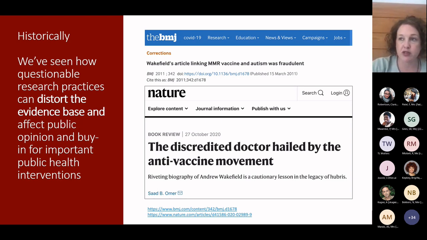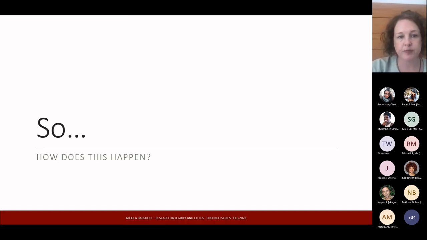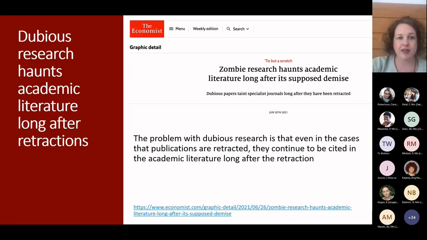But what ended up happening was, over the last few decades, there was a buy-in to this discredited research. And that affected public opinion and buy-in for vaccinations. And so the question is, how does this happen? I think The Economist captures it really well in this article from 2021, where they say that dubious research haunts the academic literature long after retractions. So they named it zombie research and said the zombie research haunts the academic literature long after its supposed demise.